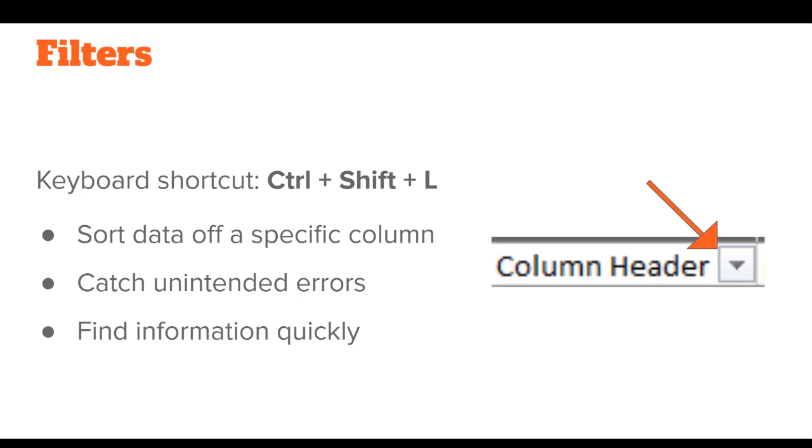You can also hide information that you don't want to see. It'll also allow you to catch some unintended errors, maybe some misspellings, some stuff that you didn't catch. You can also use filters to find information a lot more quickly. You can narrow down some information that you're trying to look for. If you have just a big data set, you can definitely use filters to make it a little bit more manageable, a little bit easier to see.